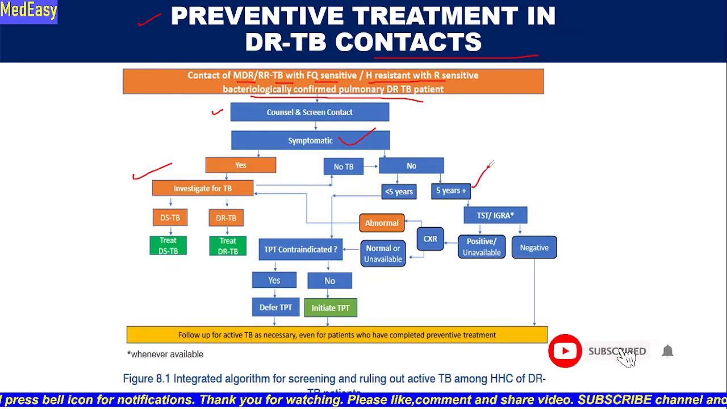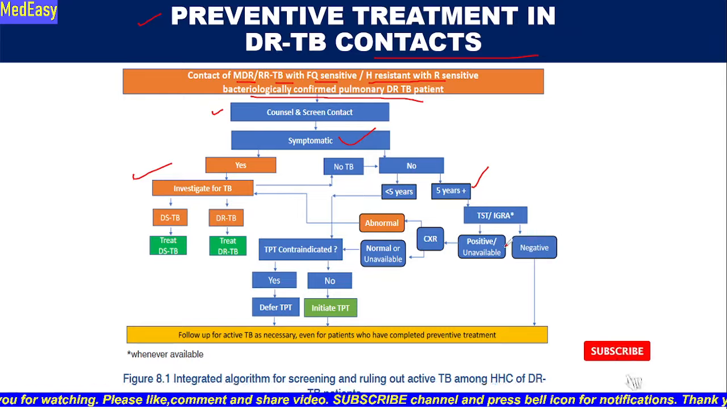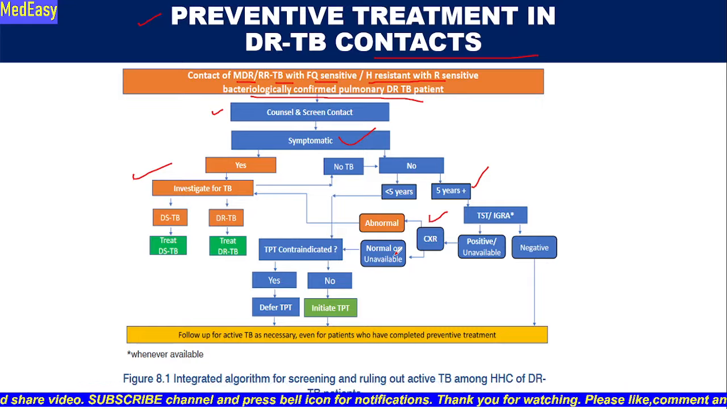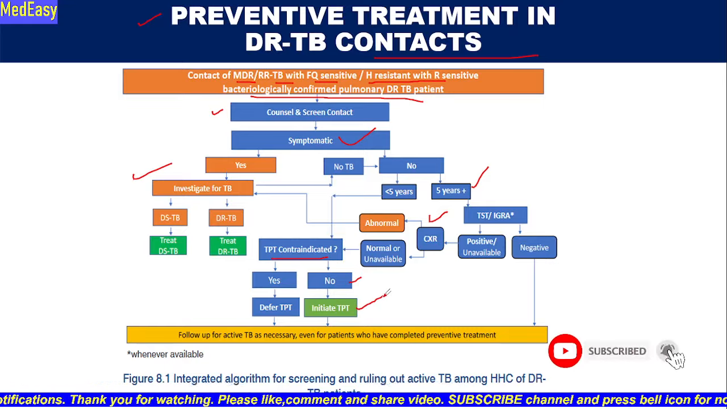If they are more than 5 years of age, then we will test for TB infection using the TST test, that is the Mantoux test, or the IGRA test. If that is positive, then we will do a chest X-ray. If the chest X-ray is abnormal, we have to investigate for TB. But if the chest X-ray is normal or not available, in that situation we will plan this patient for TPT, that is tuberculosis preventive therapy. And if TPT is not contraindicated, we will initiate TPT, that is preventive therapy.